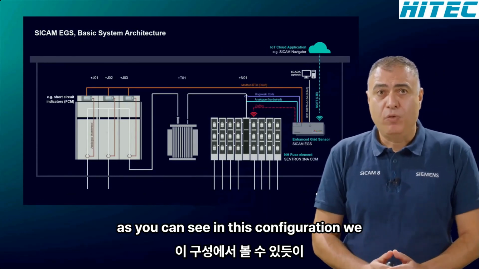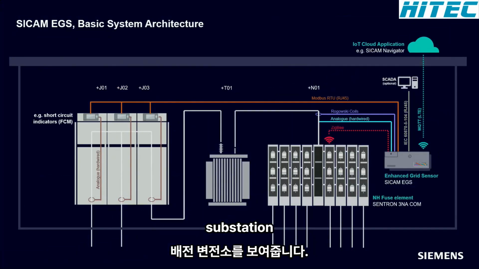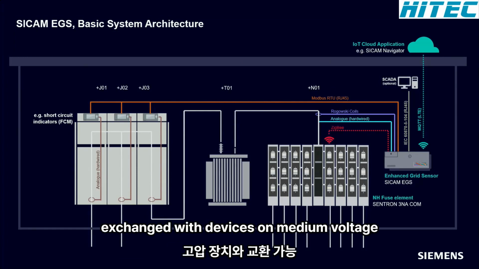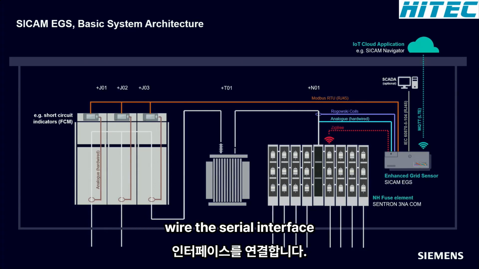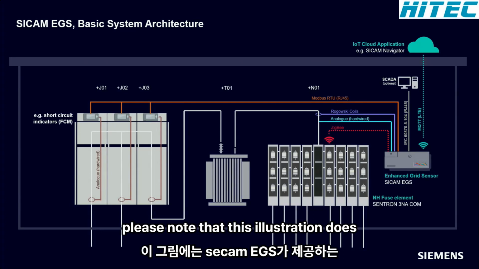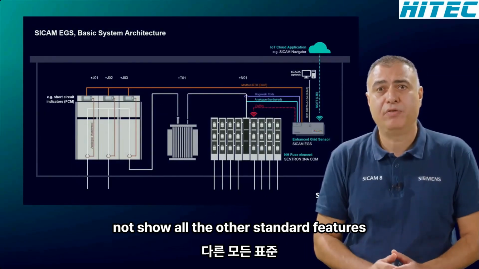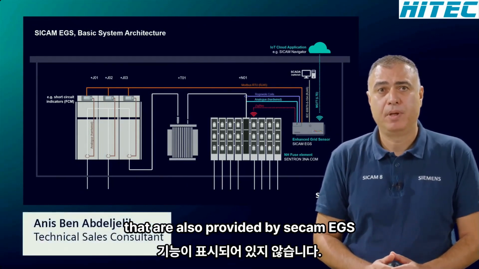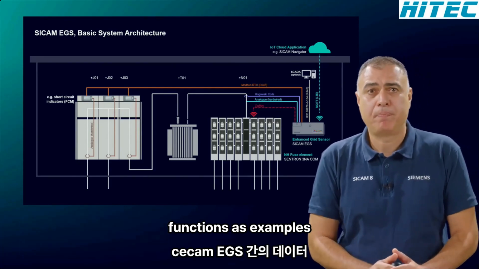As you can see in this configuration, we show a typical low voltage distribution substation. In addition to the previous configuration, information can be exchanged with devices on medium voltage level. For example, short circuit indicators via the serial interface. Please note that this illustration does not show all the other standard features that are also provided by SICAM EGS. I just want to name 3 of these functions as examples.